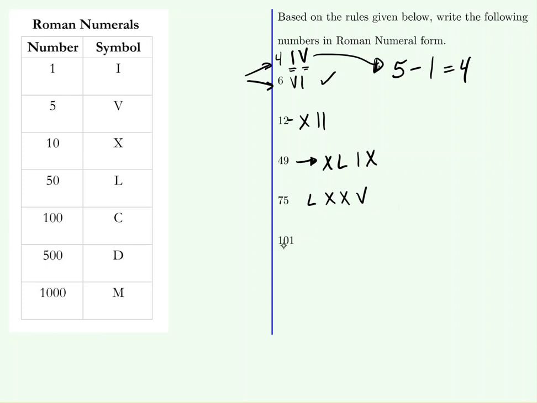For 101, we've got the symbol C, which would give us 100 exactly. Now we're only missing the digit 1, so we would add in to the right of the C the digit 1, and that would be 101.